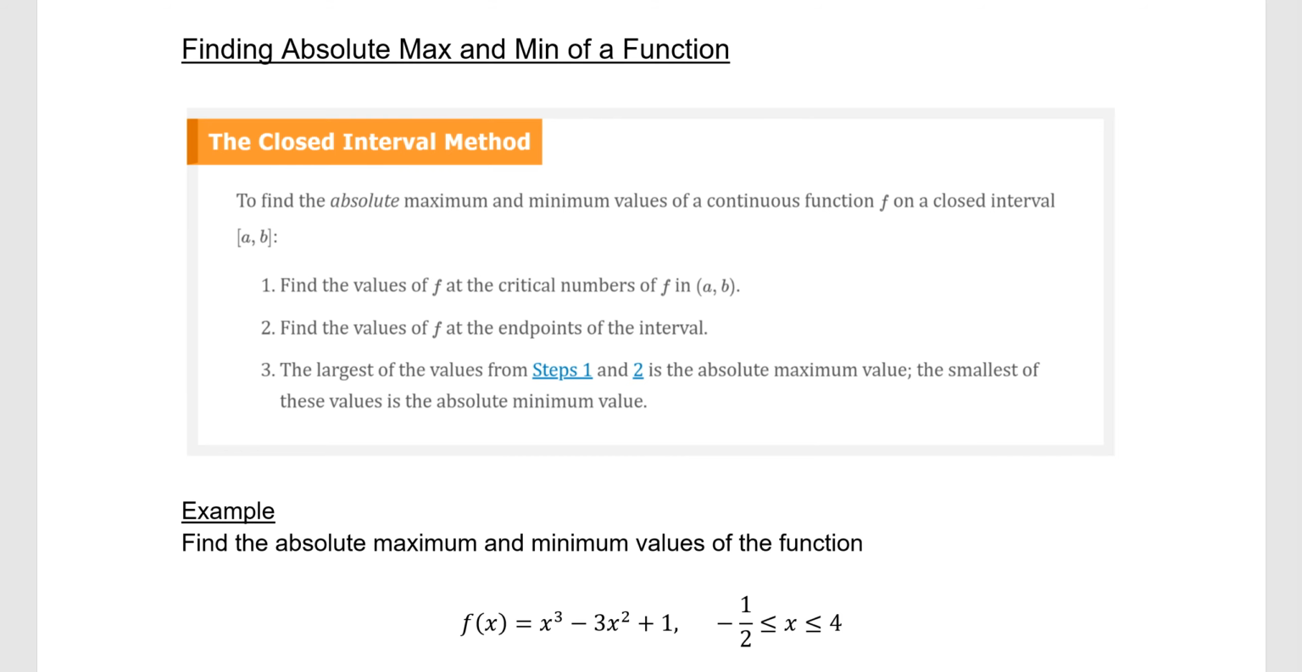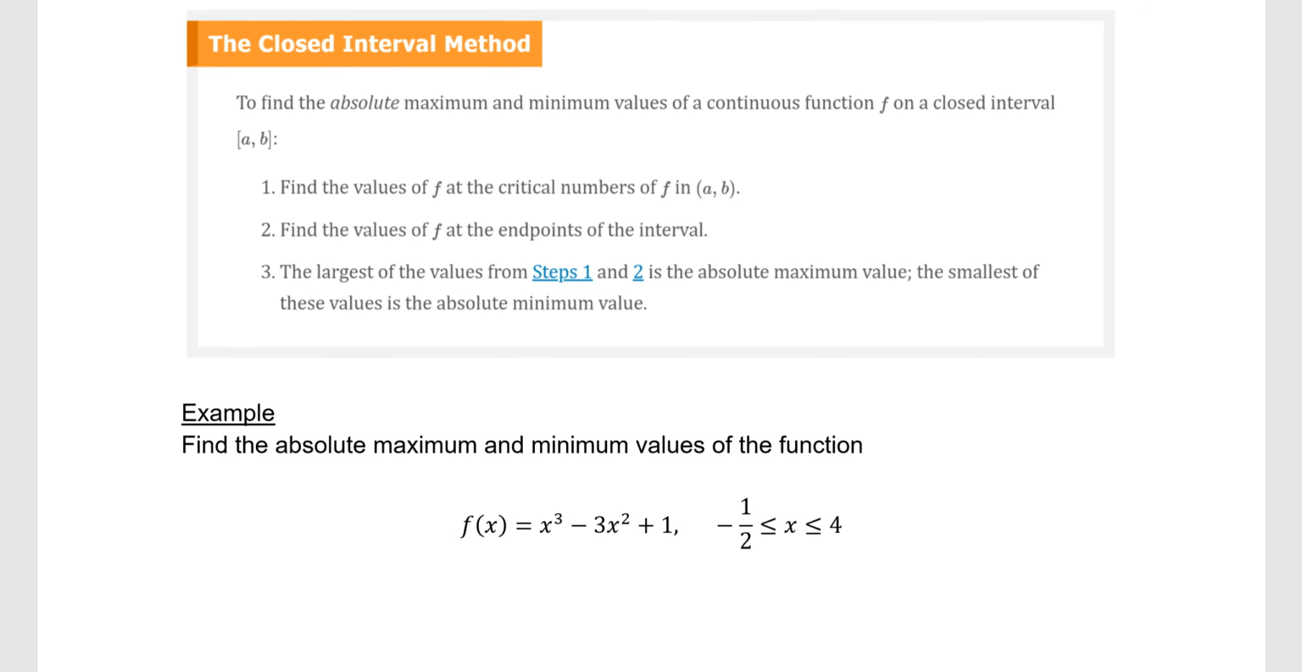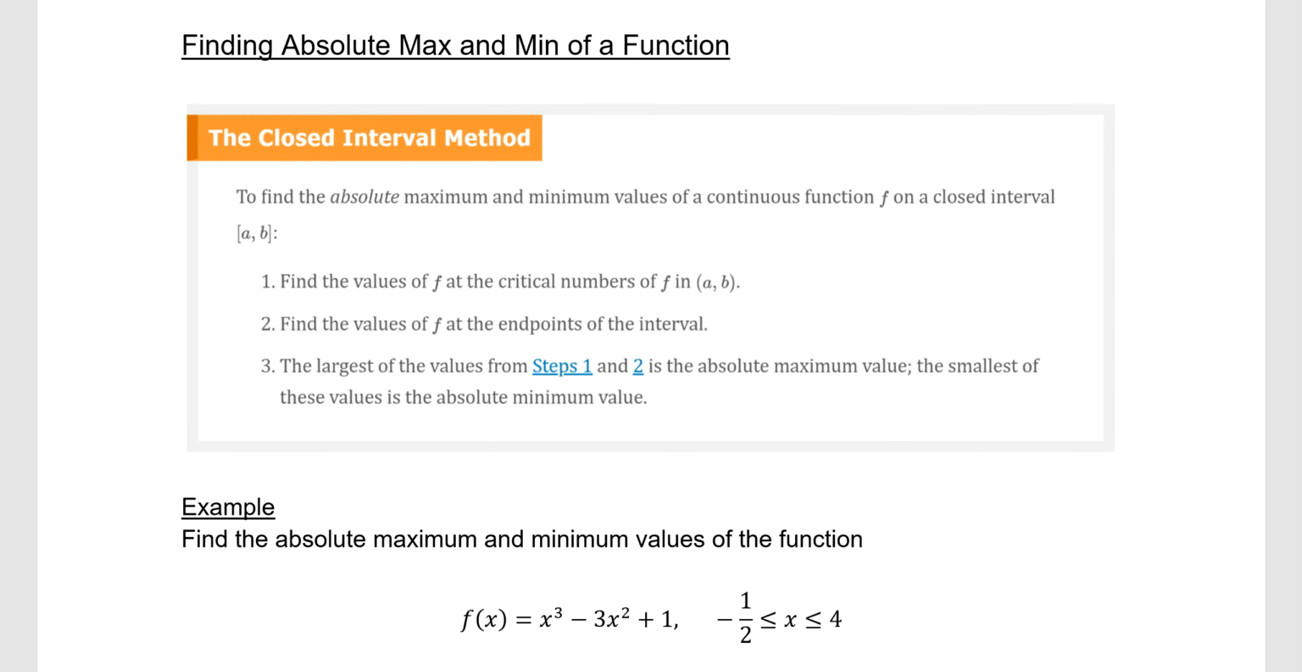All right, so for the, I believe this is the last page here. Let's find the absolute maximum and the absolute minimum of a function. And for this method, this is going to be the closed interval method, which means we're going to have our endpoints included. So we have the brackets, closed interval, endpoints are included. So we just have to do a few steps. It's actually relatively straightforward.